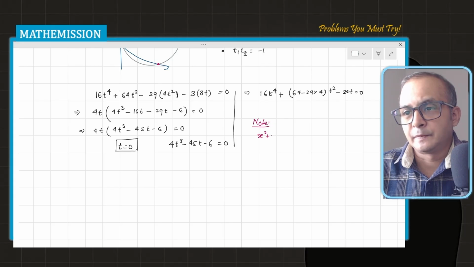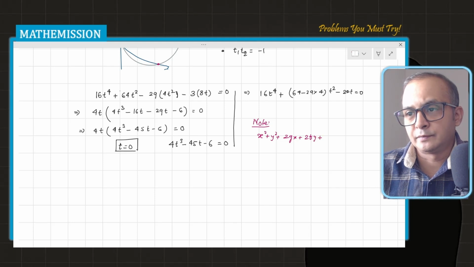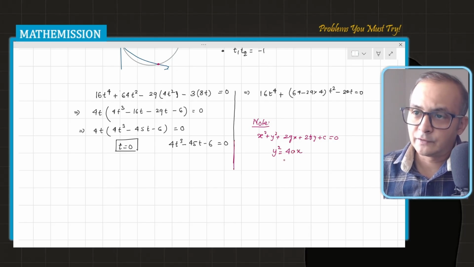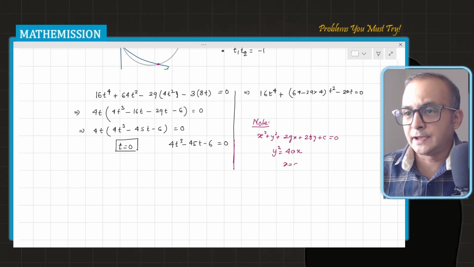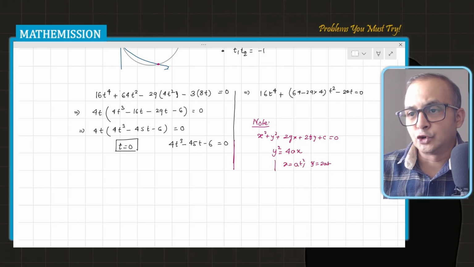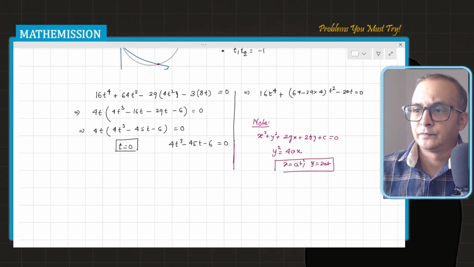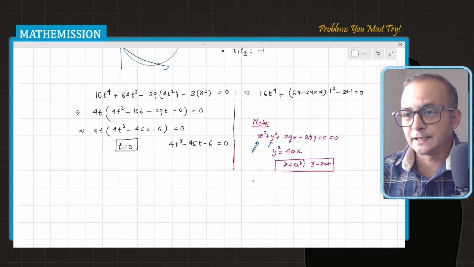The circle equation, x squared plus y squared plus 2gx plus 2fy plus c is equal to 0, and the parabola equation is y squared equals 4ax, standard form. So whenever you substitute x equals at squared and y equals 2at, do you get a cubic term of t? Of course not. Wherever you substitute here, that will produce the power 4, that will produce the power 2, that will produce the power 2, that will produce the power 1, that is constant.